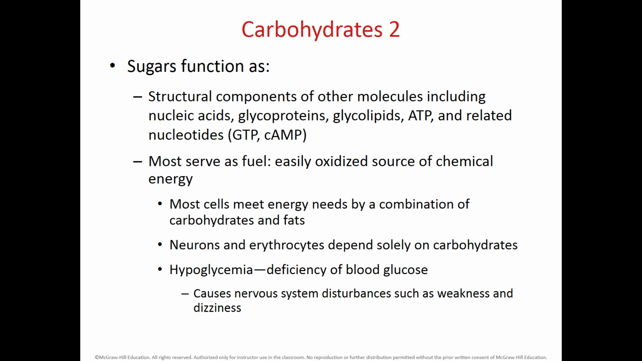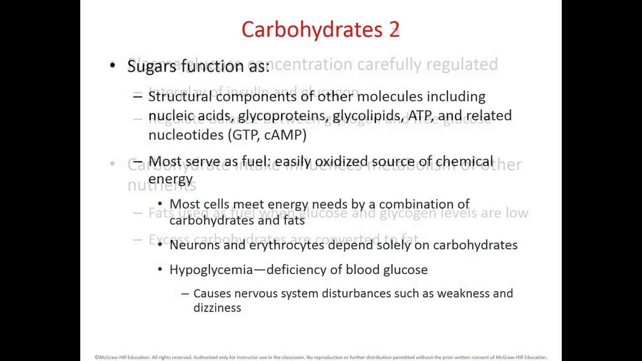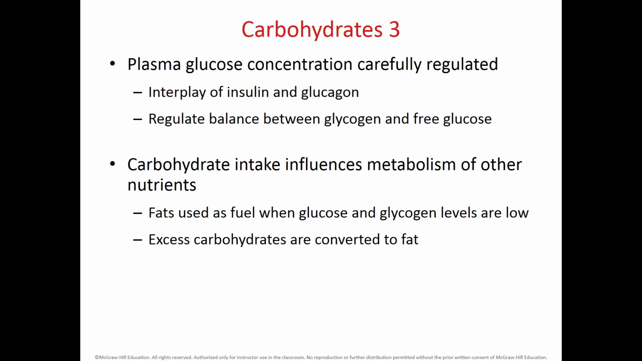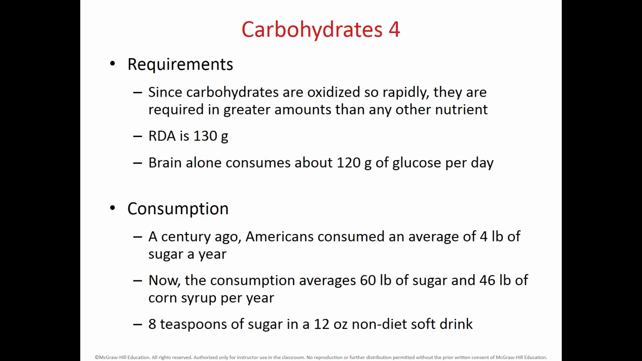Hypoglycemia is a deficiency of blood glucose that can lead to dizziness and then fainting because your nervous system depends on glucose. Glucose levels are regulated by insulin and glucagon. While insulin decreases glucose levels, glucagon increases it. And again, excess carbohydrates are converted into fat for storage and also into glycogen. The RDA for carbohydrates is 130 grams, and this is because the brain alone consumes 120 grams of glucose per day.